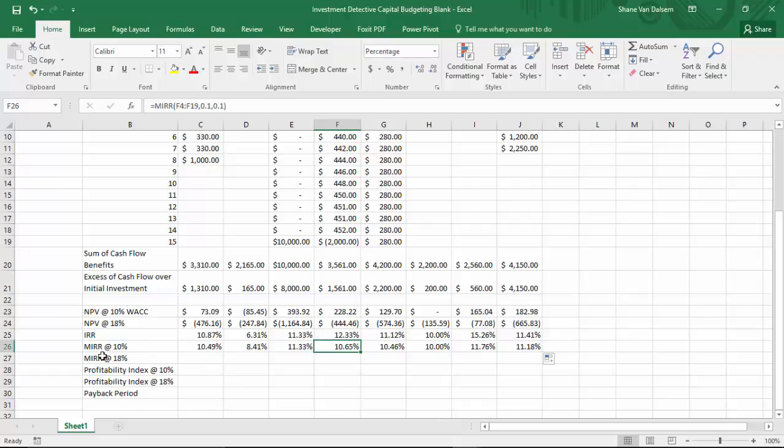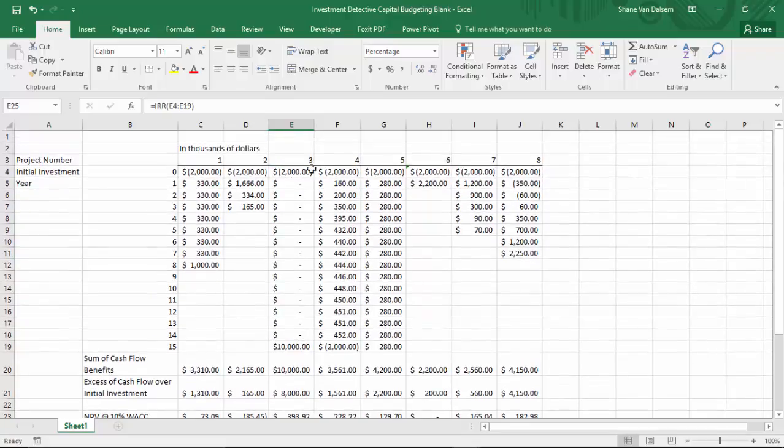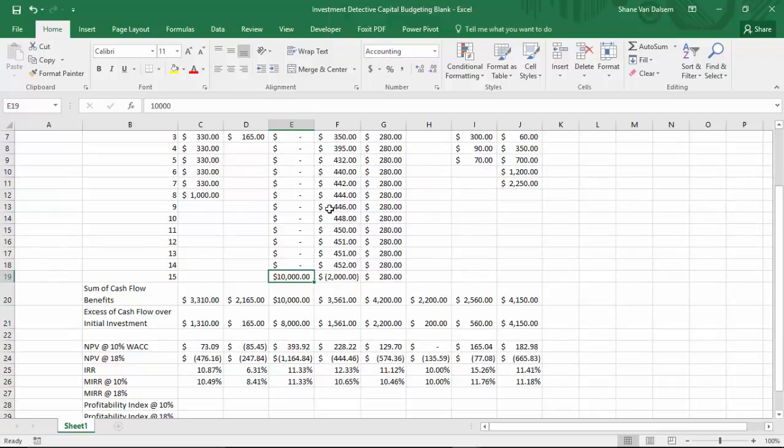And what you'll see is that the MIRR should be between the IRR and the weighted average cost of capital that we're using. We're using a 10% weighted average cost of capital, and so the MIRR is less than the IRR. This is kind of an interesting case because we get the same MIRR and IRR, and that's really a function of the fact that we only have one cash flow and it's 15 years out.